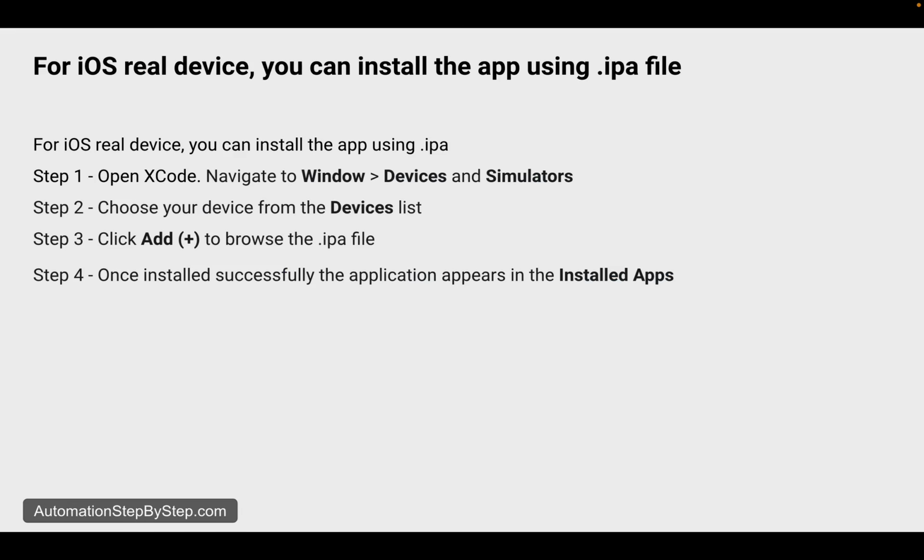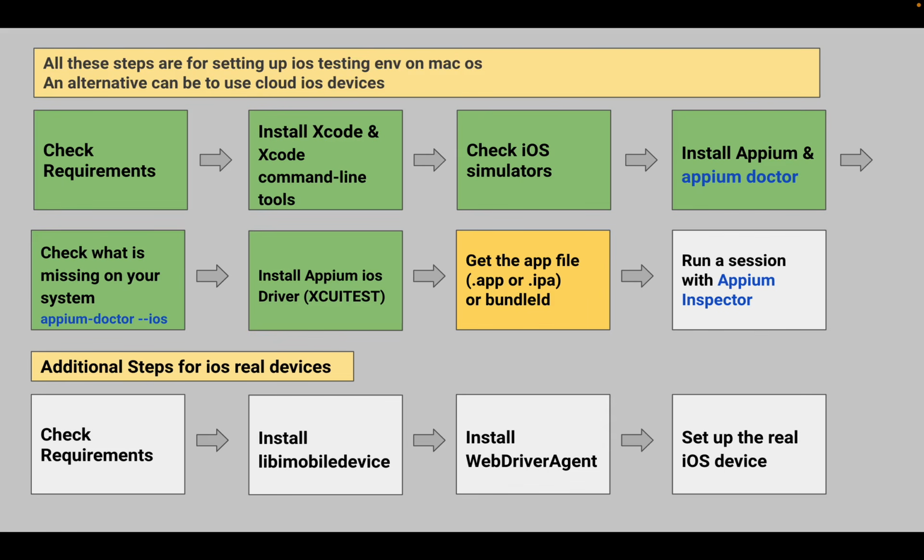So these are the different options I am showing you. In case you want to use a real device, you can do it this way as well. Okay, so with this we have done this particular topic. Now let us go and run a session of Appium Inspector and see if we are able to connect to our device and start our application.